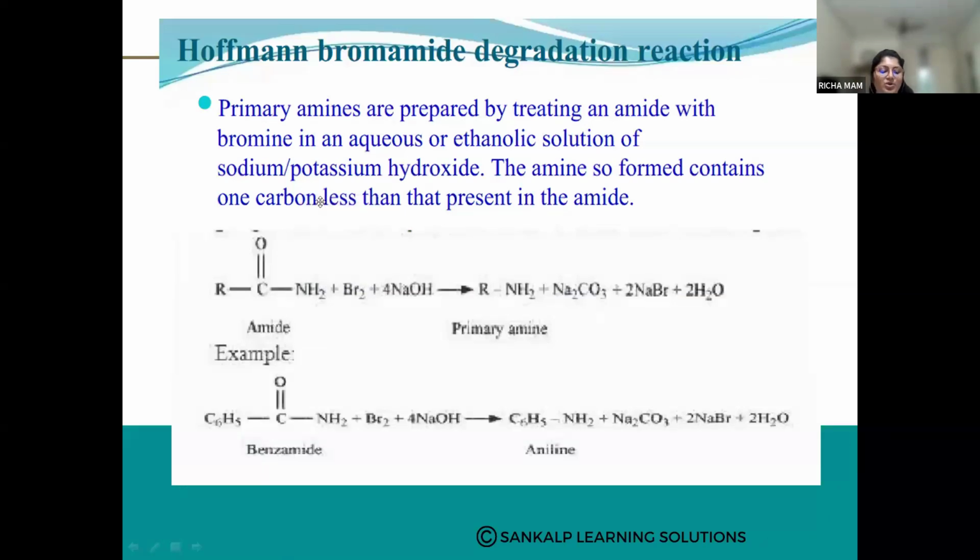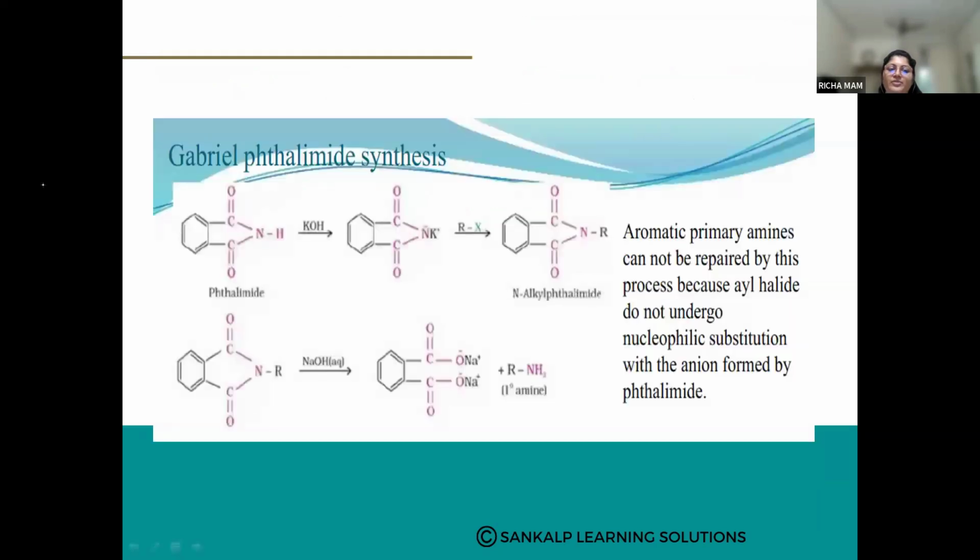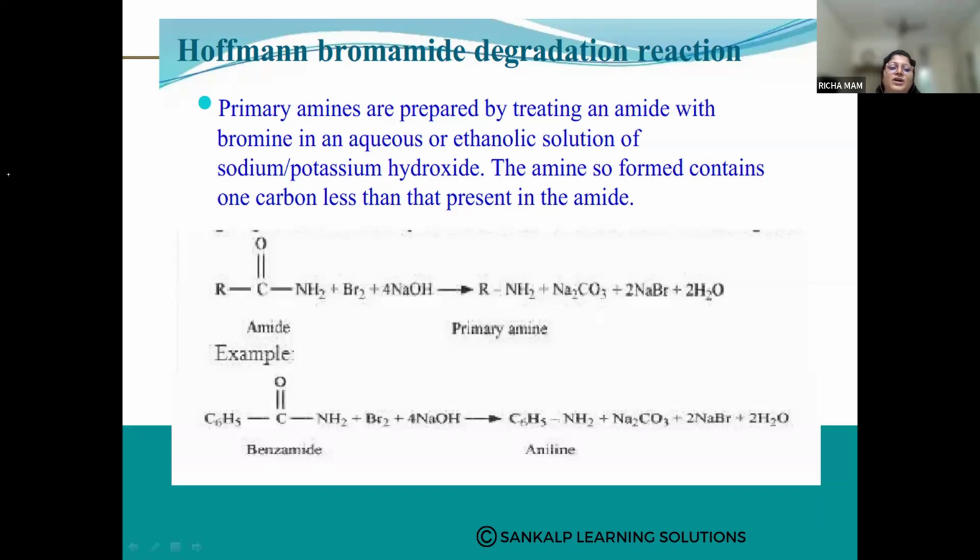So next is Hofmann bromamide degradation reaction. Very, very important. Mark this as very, very important. What we are doing here is taking acetamide.